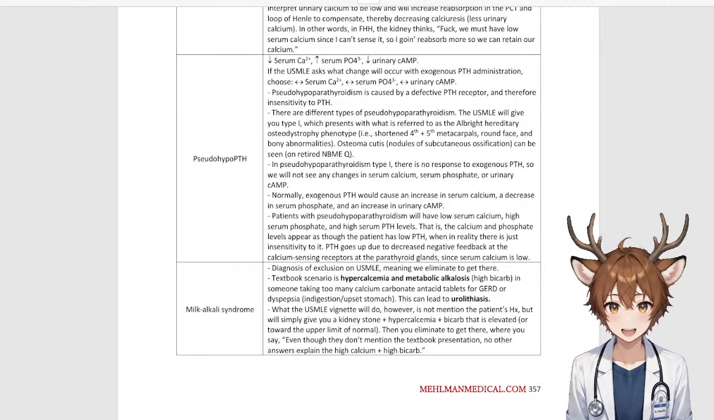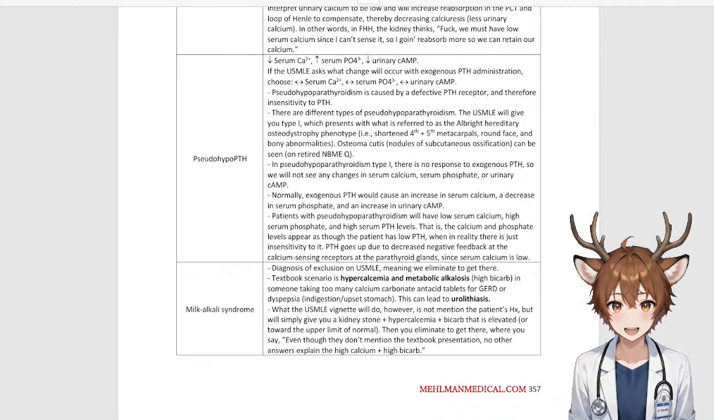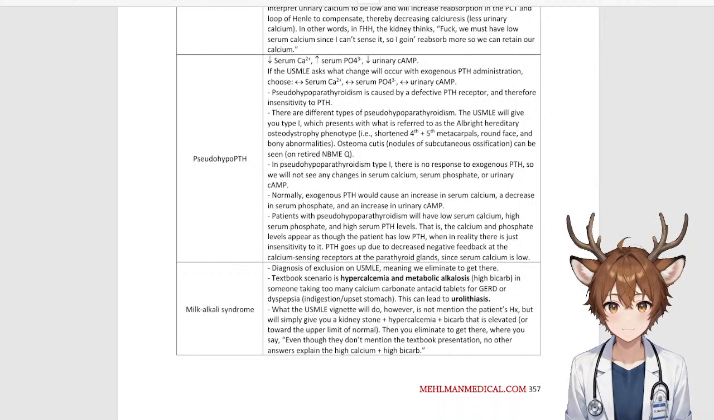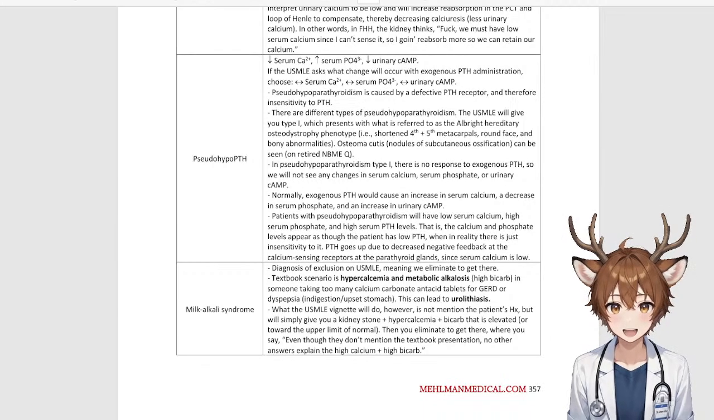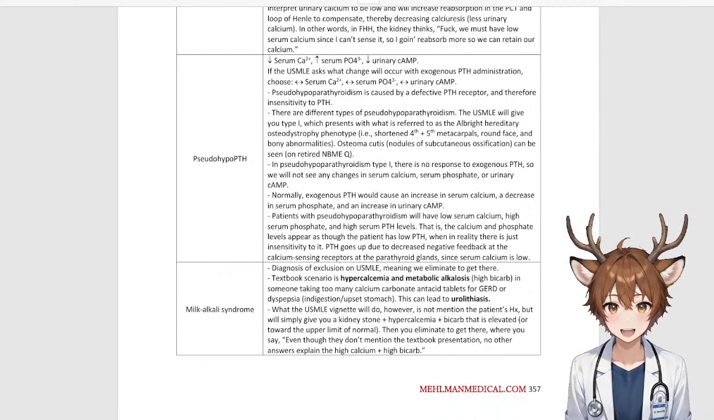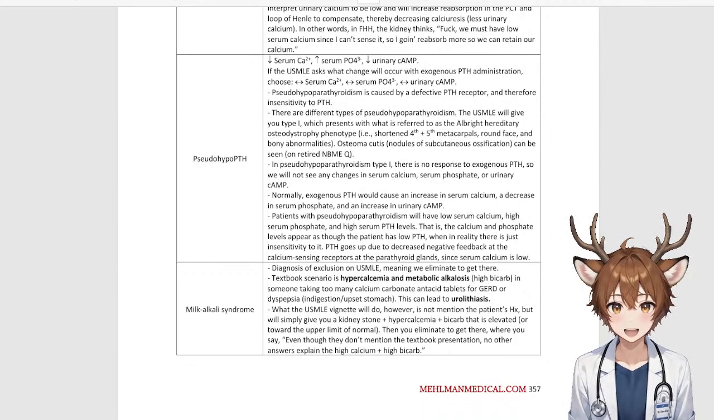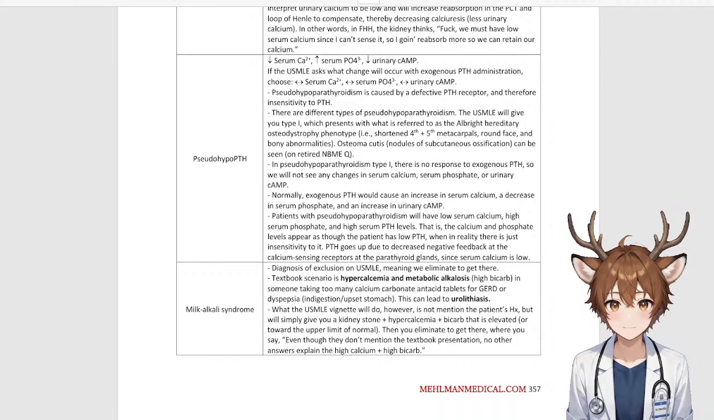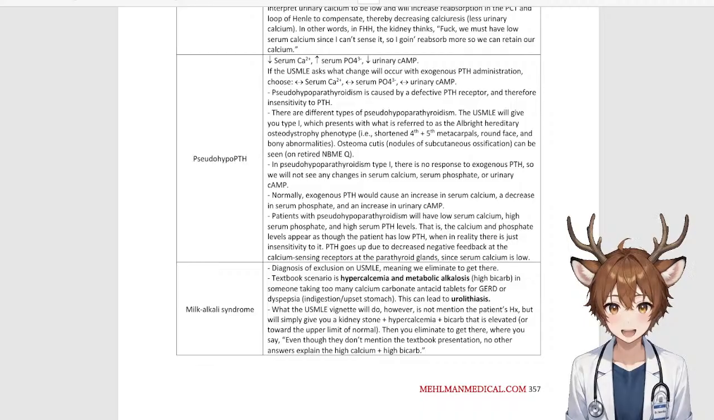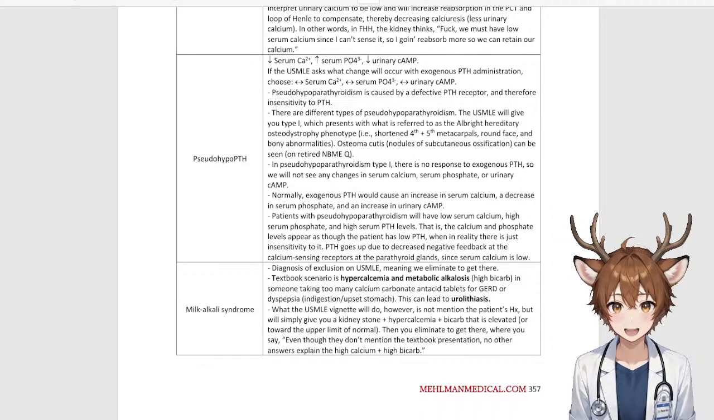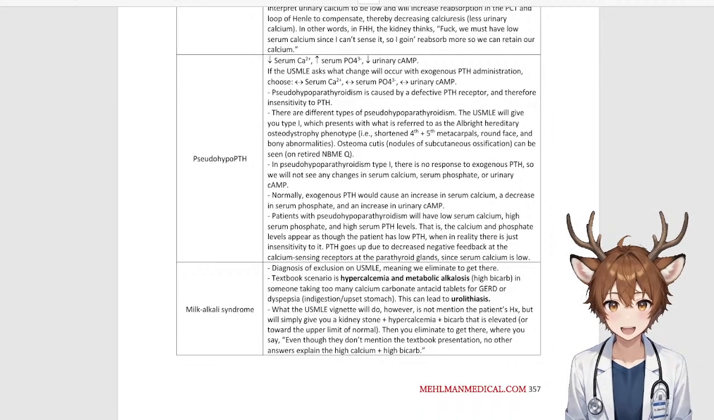By the way, they call it central DI versus nephrogenic DI. I just wanted to remember the correct terminology. So this is kind of like the nephrogenic form of the parathyroid issue, because it doesn't react to PTH correctly. So there are different types of insensitivity to PTH. There are different types of pseudohypoparathyroidism.